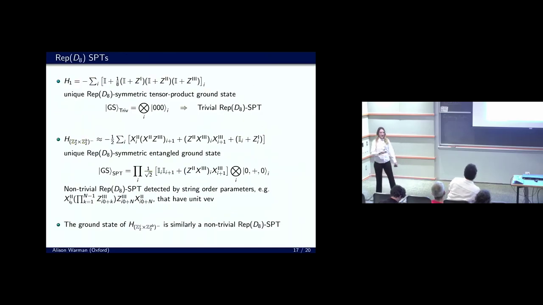Let's look at the SPTs more closely. There's one which is given by this Hamiltonian, which is simply a projector onto the identity group element, which is realized as 0, 0, 0 on each lattice site. So here we simply have the tensor product of just zeros on all sites. This is completely trivial, and this is a trivial SPT.